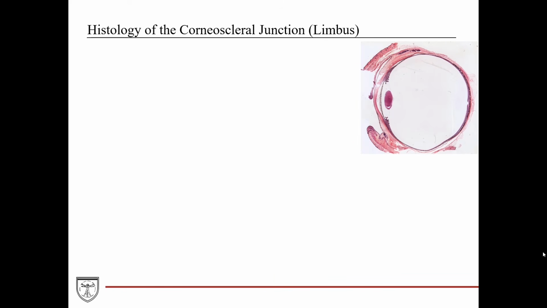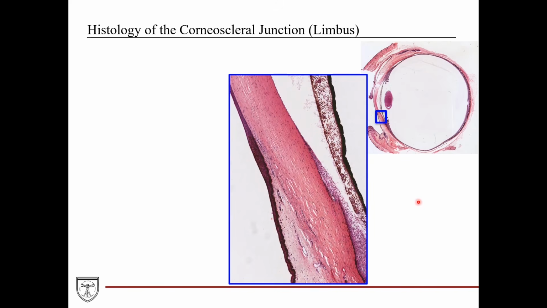Now looking at the histology of the corneoscleral junction or the limbus, which is located right around there in the boxed area and over here as well. And we have to remember that our eye is a three-dimensional structure, which means really the corneoscleral junction is really a ring around the cornea. So that's just something to be mindful of. At any rate, in this cross-section, if we were to look at a higher mag of the boxed area, we would see something like this.